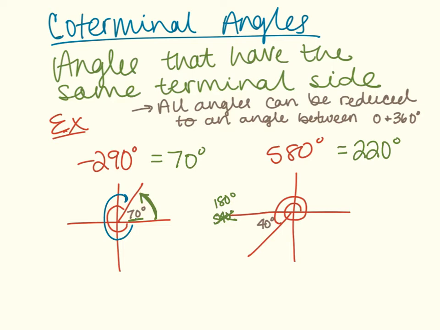Algebraically, for a coterminal angle, if you just add or subtract 360 degrees from your angle measure, that'll give you all the coterminal angles, because 360 degrees is a full circle. So for example, for this one we had originally gone 580 degrees. If I just subtract 360, that equals 220 degrees. For the negative 290 over here, if you add 360, that equals 70 degrees. So for coterminal angles, you just keep adding or subtracting 360, and you will get multiple coterminal angles.